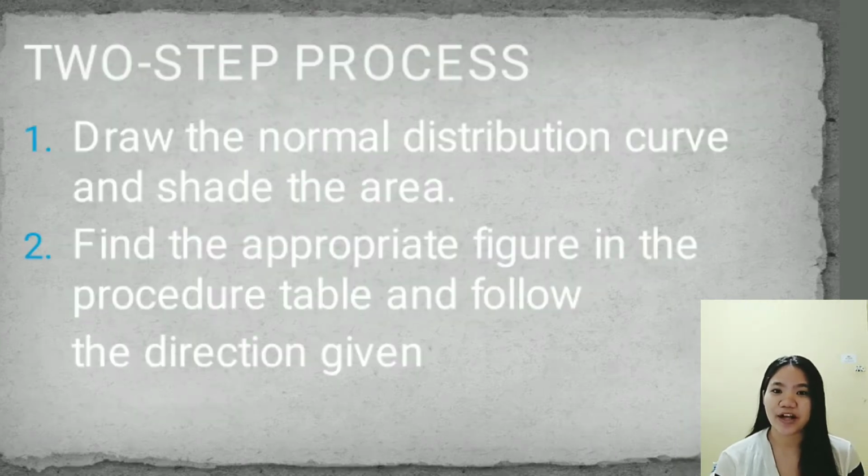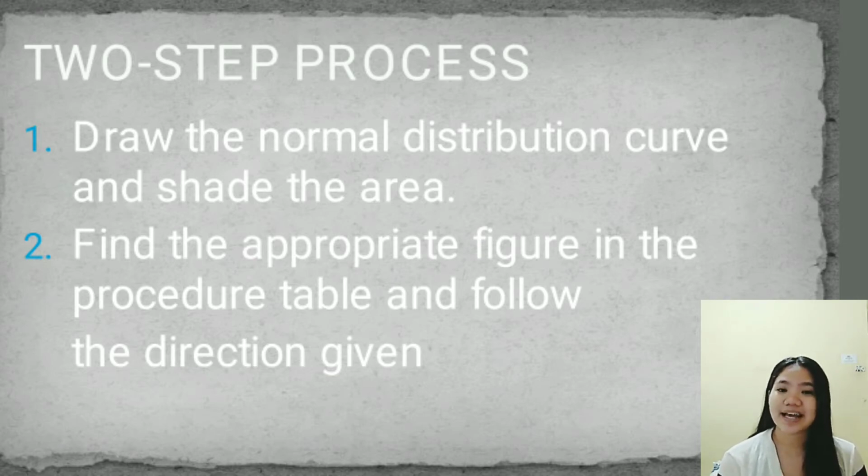We are going to follow a two-step process. The first step is to draw the normal distribution curve and shade the area. So we are going to draw a bell-shaped curve. After having a bell-shaped curve, we are going to shade it according to the given region or area. The second step is to find the appropriate figure in the procedure table and follow the direction given.